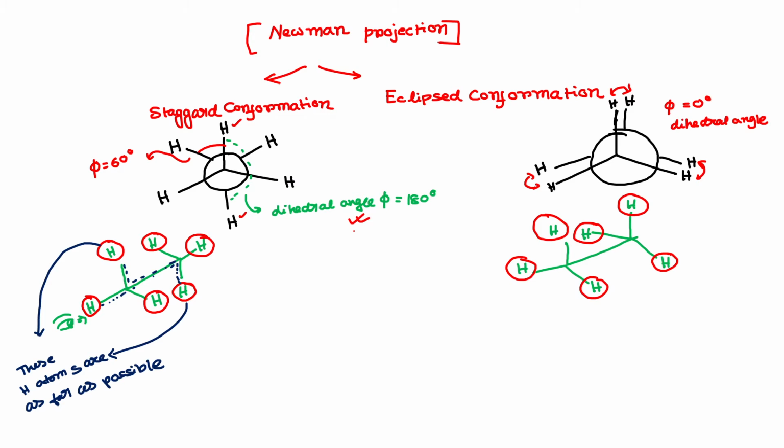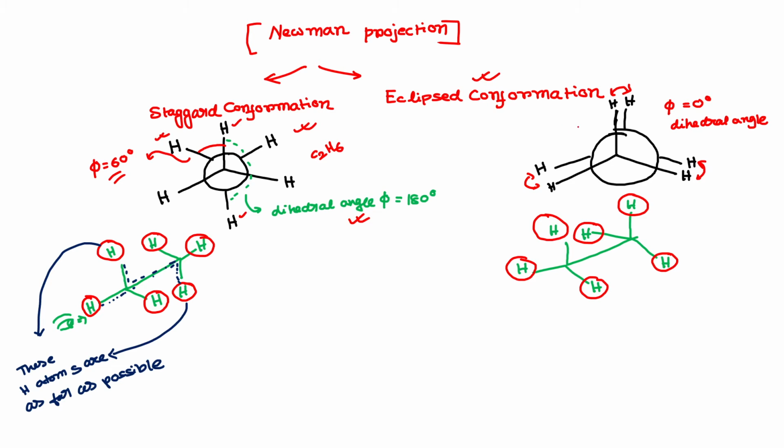This is called the dihedral angle. Similarly, the angle between this hydrogen atom and this hydrogen atom is 60 degrees. So this is the staggered conformation of the ethane molecule, C2H6. Okay, understood. Now coming back to the eclipsed conformation.